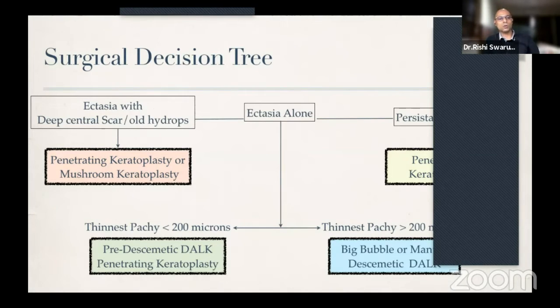So one could do a penetrating keratoplasty or a mushroom kind of keratoplasty. One can, of course, attempt a DALK also if the scar is not very significant, but one must remember that you may have a suboptimal visual outcome. And again, if you have a persistent hydrops and the cornea is edematous in spite of everything, and there's a large tear in the Descemet's layer, then in such cases there's no choice, but you have to do a penetrating keratoplasty.